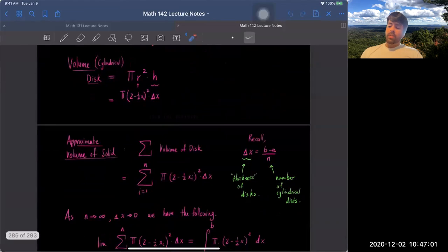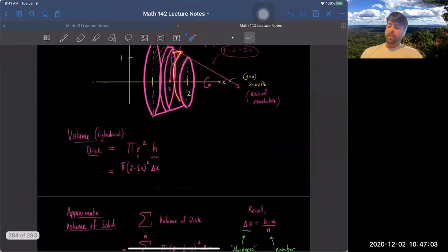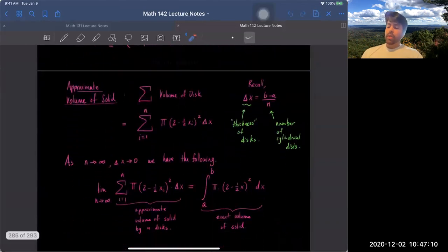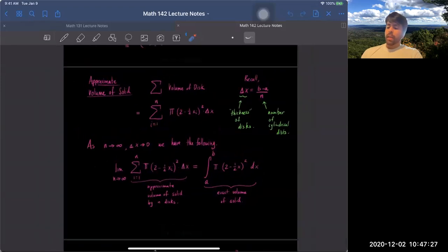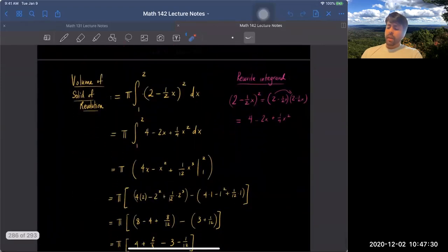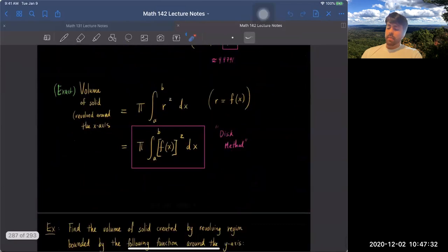And then if we take a sum of these disks, right? If we would take multiple disks, we would get a better approximation to the actual volume. And the story goes that as the cylindrical disks' thickness gets really thin, you would be able to add more and more disks. And if you let the number of disks go to infinity, which would affect the thickness, making it as thin as possible, you would get the actual volume of the solid. So that's what we did last time.